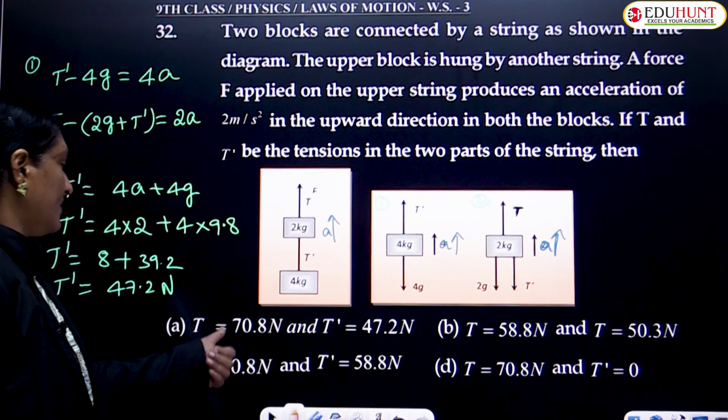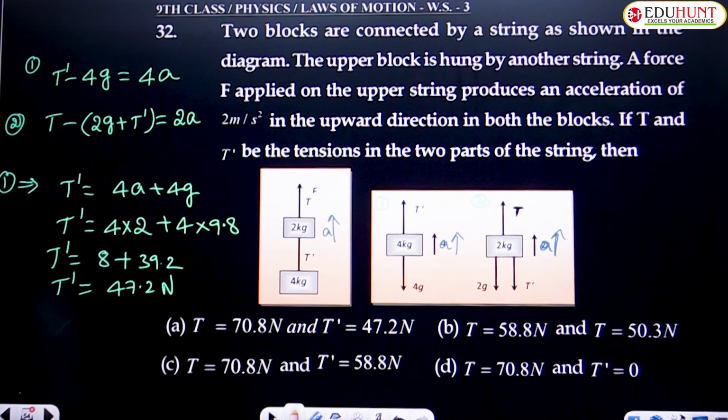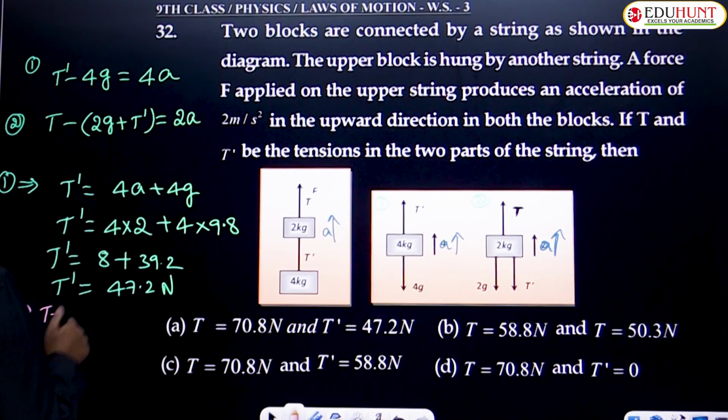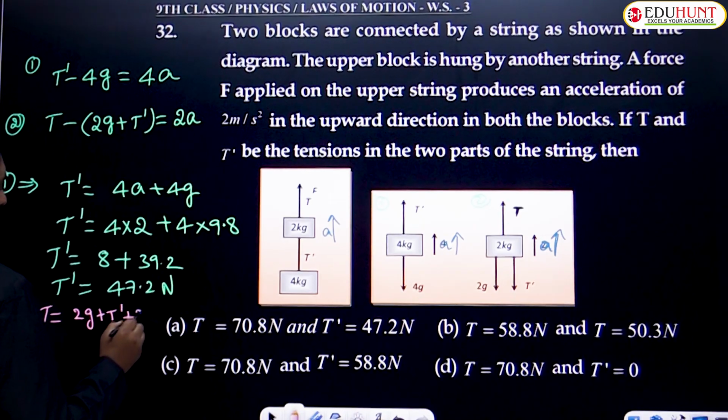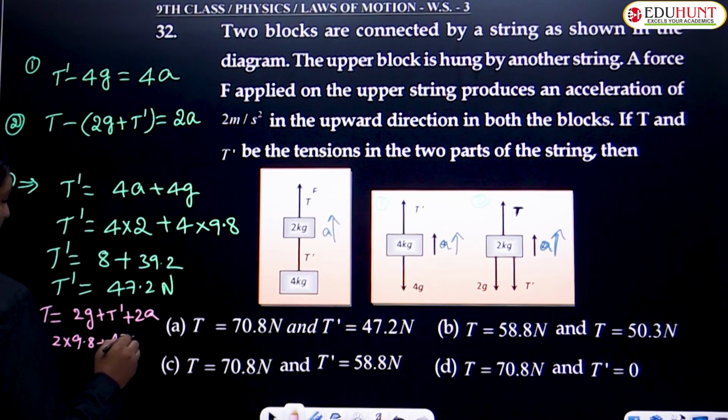Let us also try to find out the value of T and check whether option A is true or not. So substituting the value of T dash in the second equation, let us see what happens. From the second equation, T can be written as this minus 2G plus T dash. If it is taken to the other side, it will become 2G plus T dash plus 2A. Or T can be written as 2 into 9.8 plus T dash, which we have just found as 47.2, plus 2 into acceleration, which was given as 2, so 2 into 2 is 4.